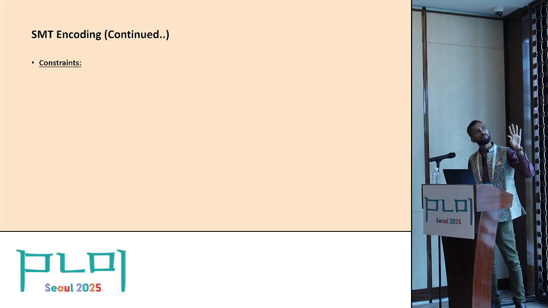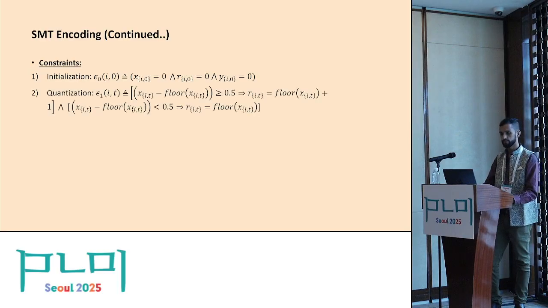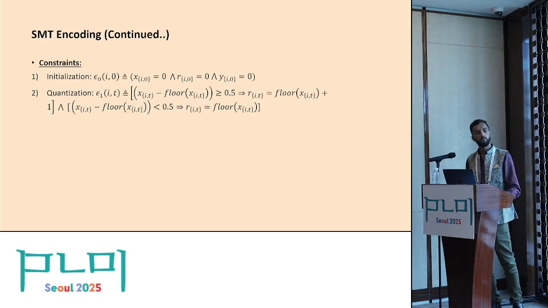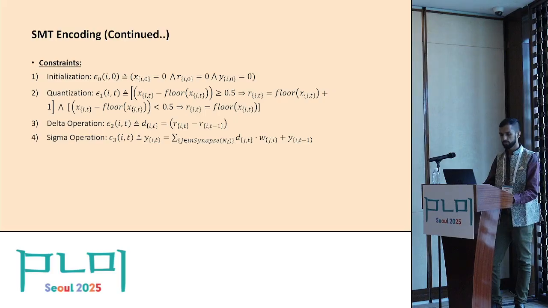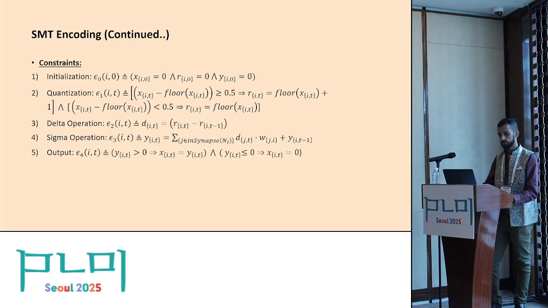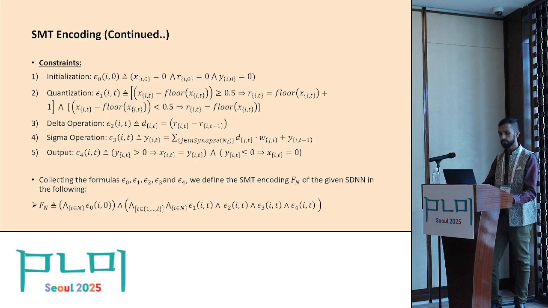After introducing those real valued variables, we make the constraints. The first is the initialization, where initially everything is initialized to zero. Then we write down the quantization constraint, then the one for the delta operation, then the sigma operation, and lastly we have the output constraint. Collecting these five constraints, we define the SMT encoding, denoted as F_N, of the given SDNN like this.